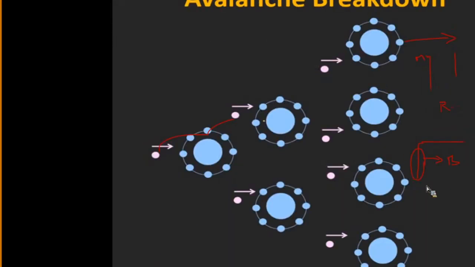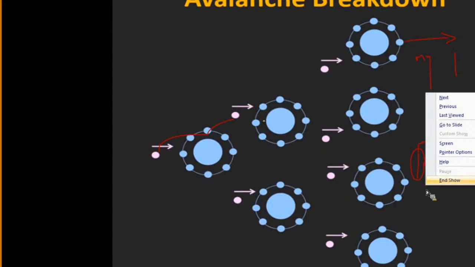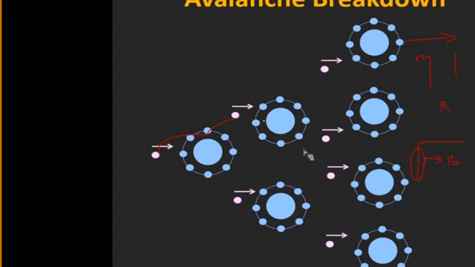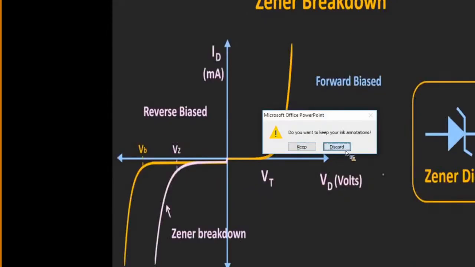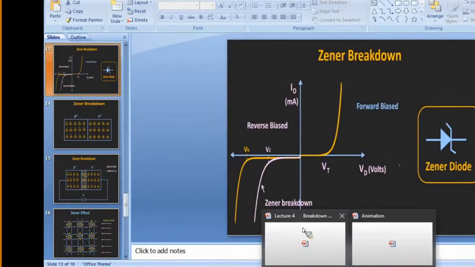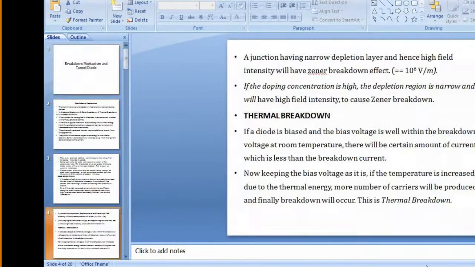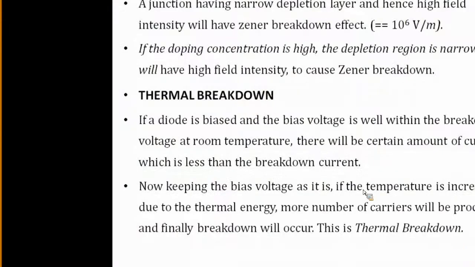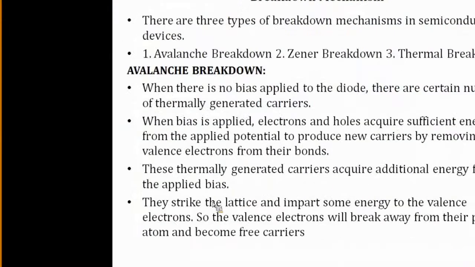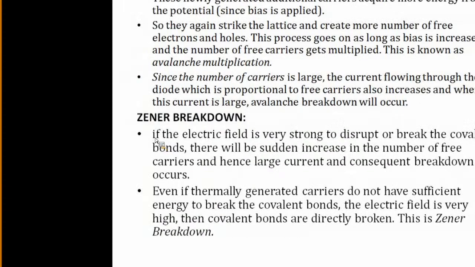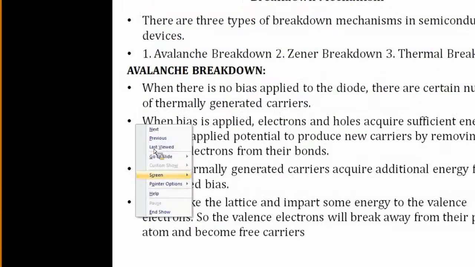Now this is what I said in the slides. Now see, once again I will show you this one. Now what is avalanche breakdown? When they strike the lattice, what will happen when they strike the lattice?